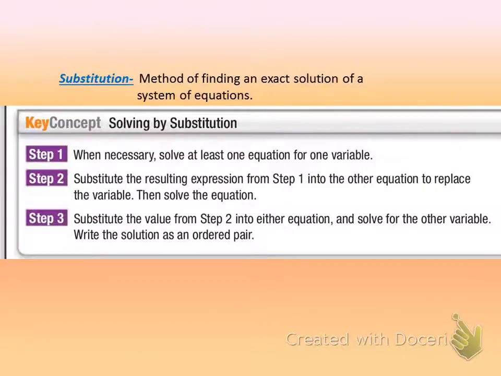Steps for substitution. I need to unfreeze the screen so you can see what I see. There you go. Substitution is defined to be a method of finding an exact solution of a system of equations. Your steps are, number one, when necessary, solve at least one equation for one variable. Okay, solve one equation for one variable.